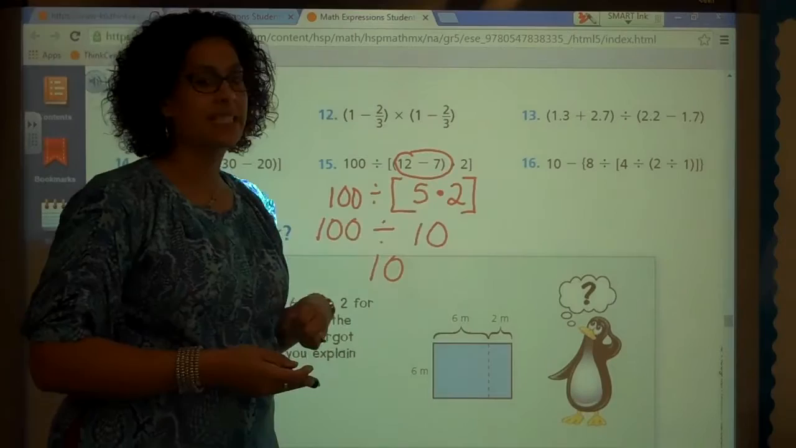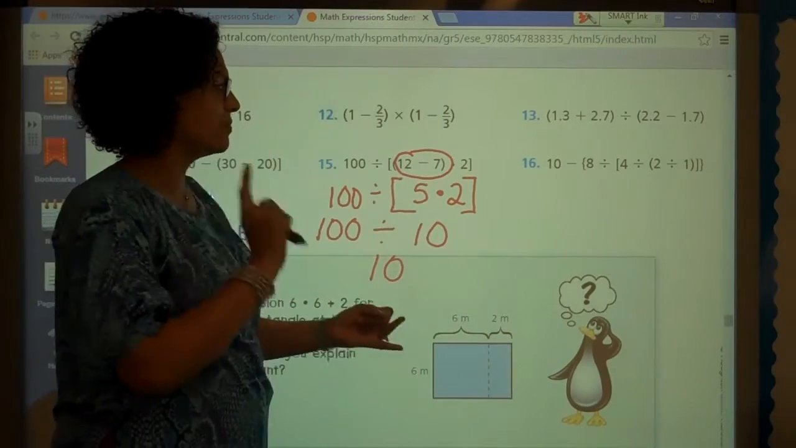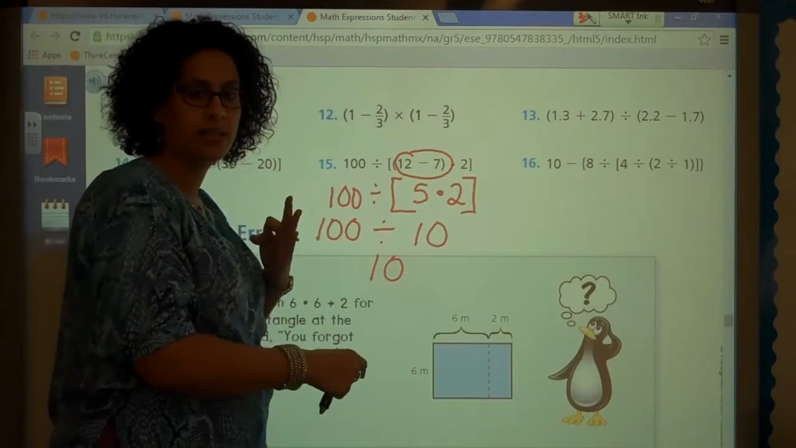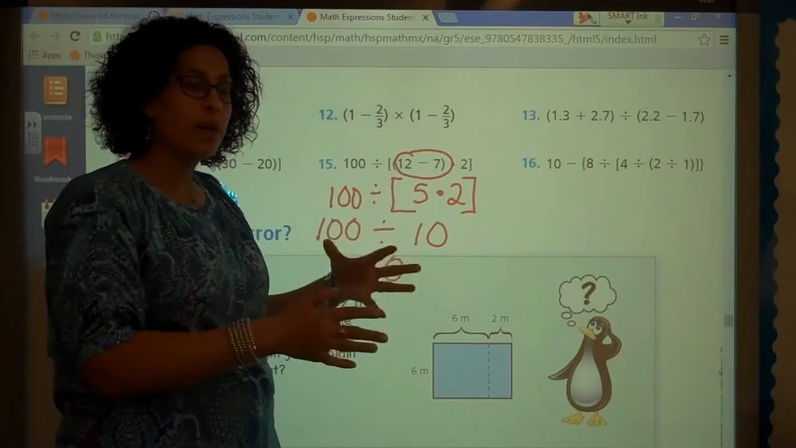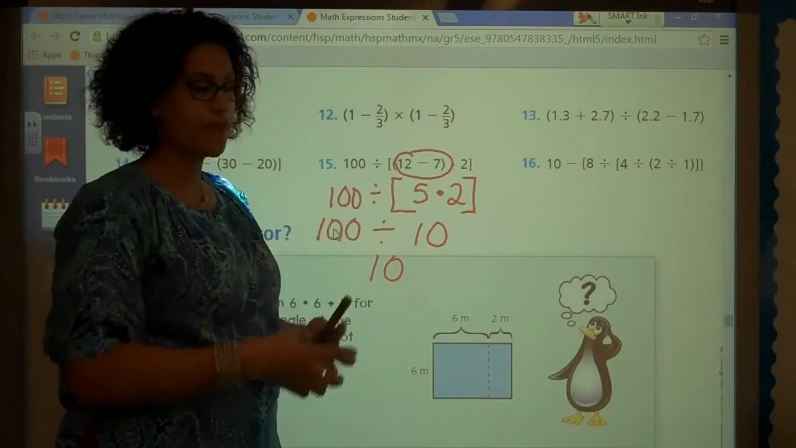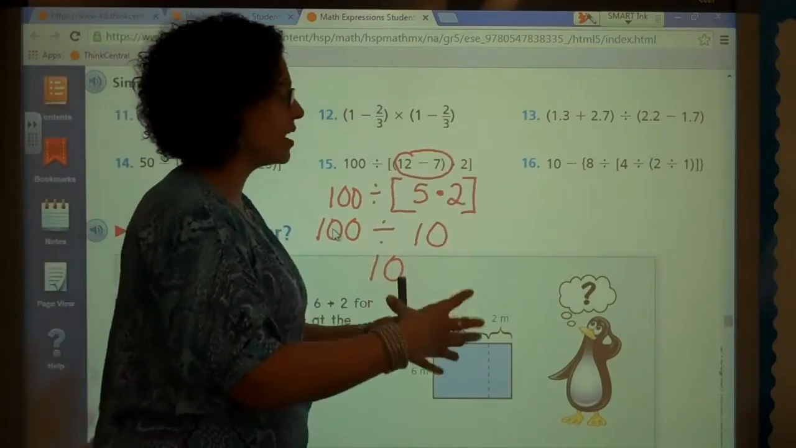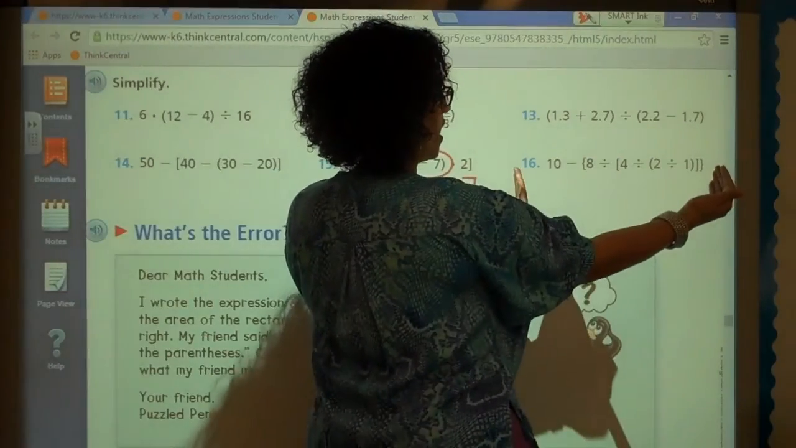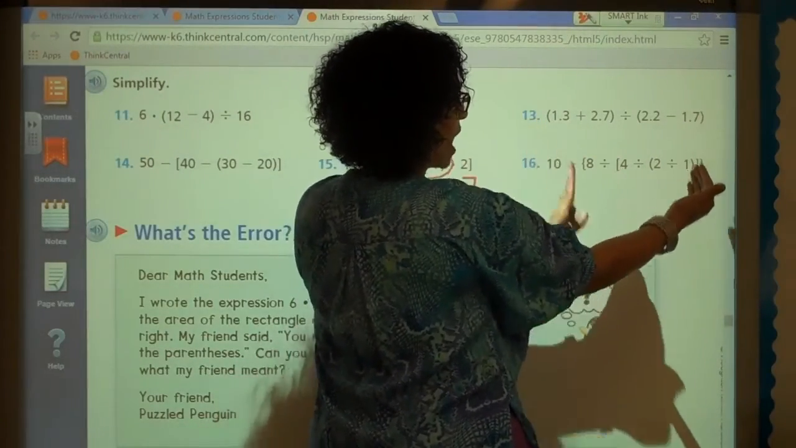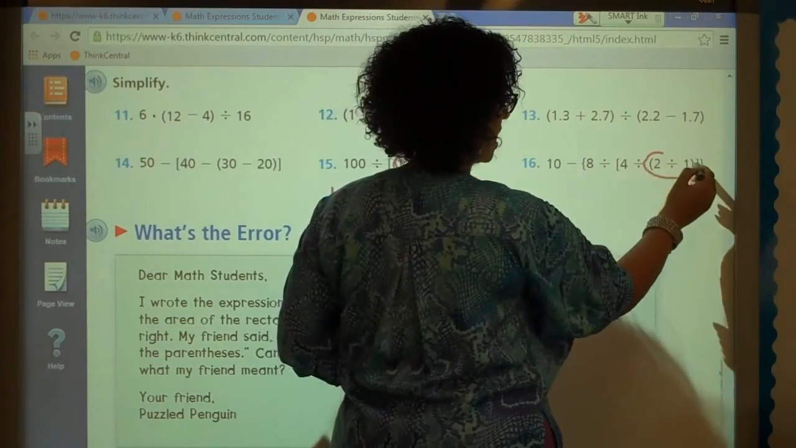Number 16 gets a little scarier. Look at it. I see braces, I see brackets, I see parentheses. It doesn't matter. Don't worry about how big and long and scary it looks. Take your time, simplify one piece at a time. So the first thing, I'm going to go all the way on the inside. So here's my braces, then I have my brackets, then I have my parentheses. Okay, so I'm going to start all the way on the inside.